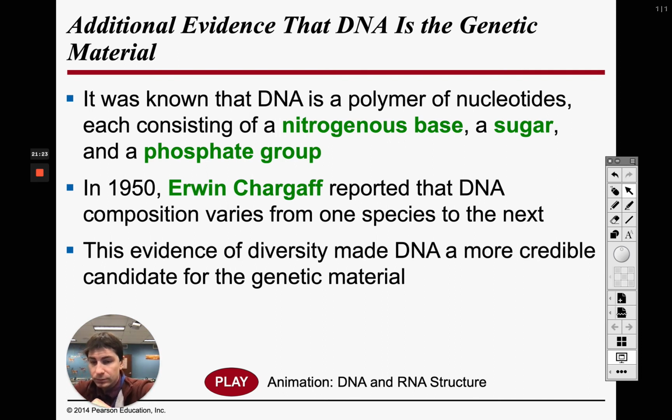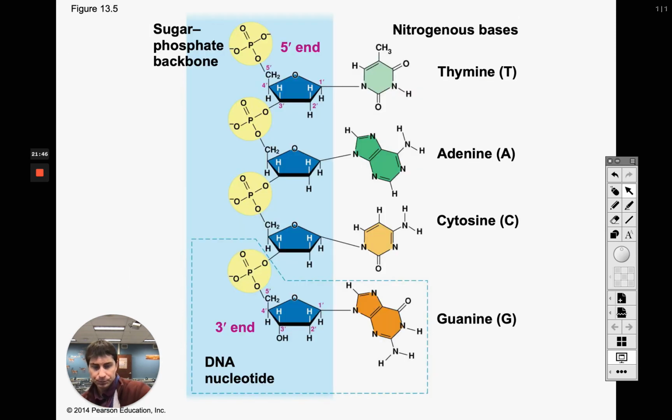Now, they weren't sure how everything was put together. We knew the DNA had 2 strands, but we didn't know how those strands bonded together. Now, next guy, his name was Erwin Chargaff. He was able to determine the bonding of our nucleotides. So we have, this is DNA only, we have thymine, adenine, cytosine, and guanine here.